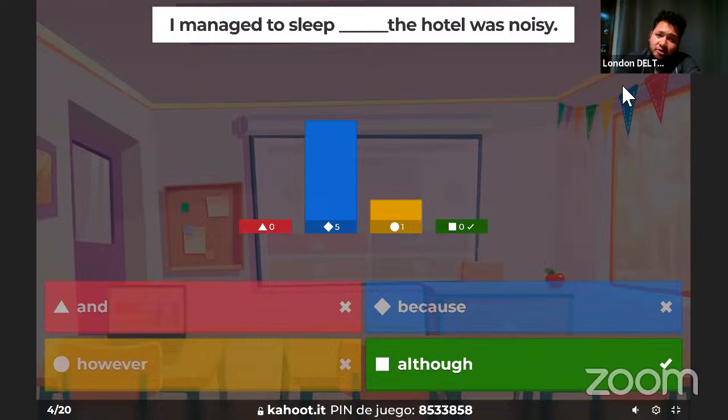However, it's a good option. However, sí puedes utilizar. I managed to sleep. However, the hotel was noisy. Aunque aquí debería llevar comas. I managed to sleep. However, the hotel was noisy. And in this case, the best option is to use although again. Logré dormir aunque el hotel era ruidoso. Okay, so although is the best option.